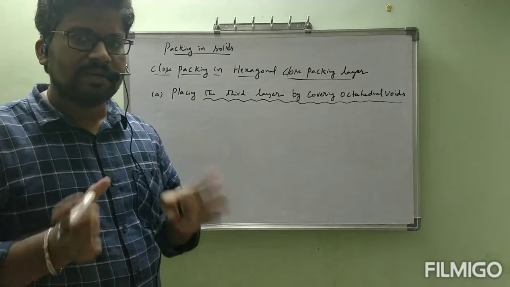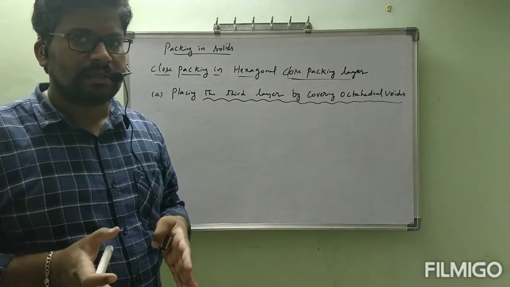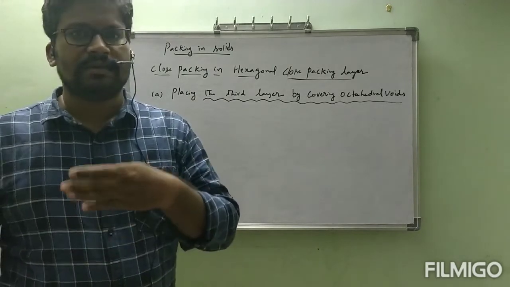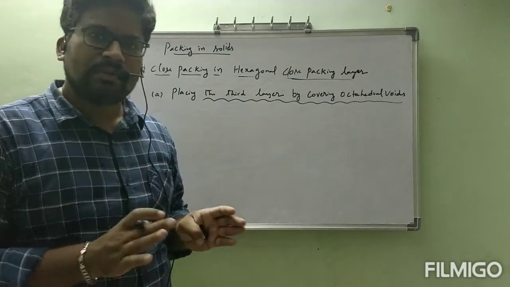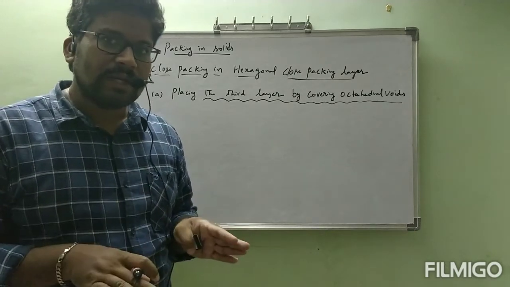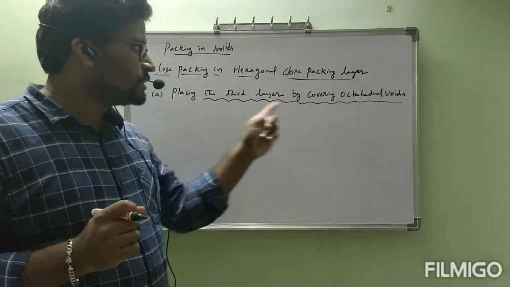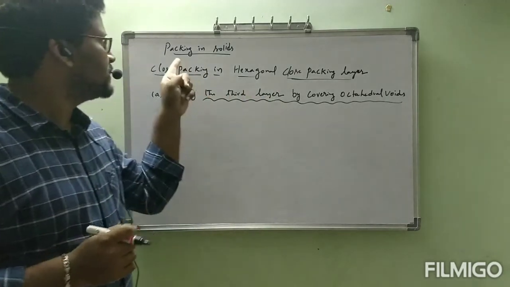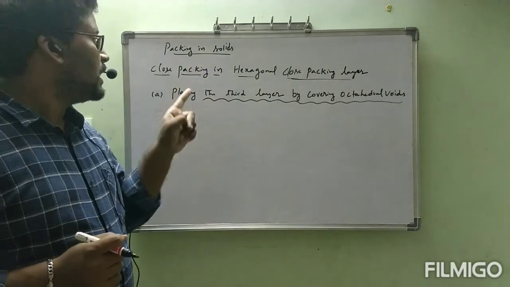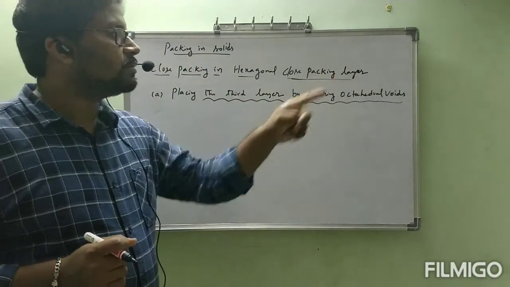Okay, ma? First I will draw two layers. In yesterday's class, what is the thing I have shown? Like that, I will draw two layers. After drawing the two layers, we will see how we are going to keep the third layer according to this heading. Okay, see first, packing in solids. Under that, close packing in hexagonal close packing layer.